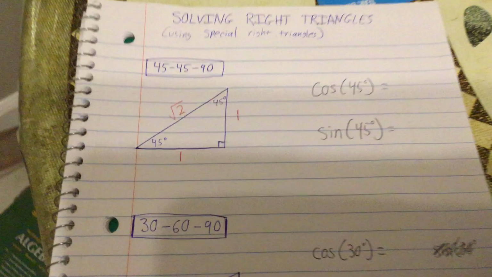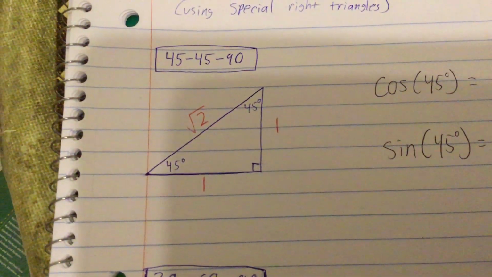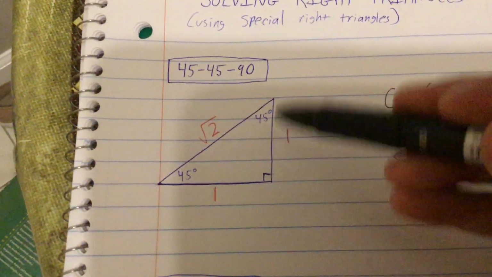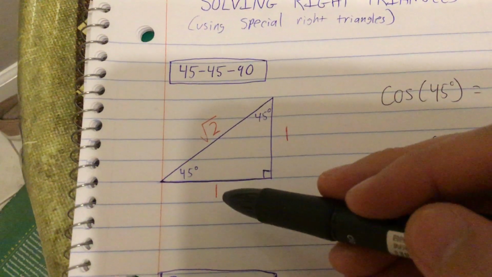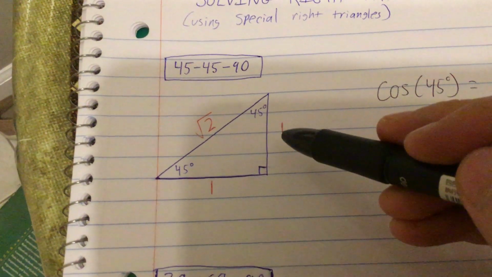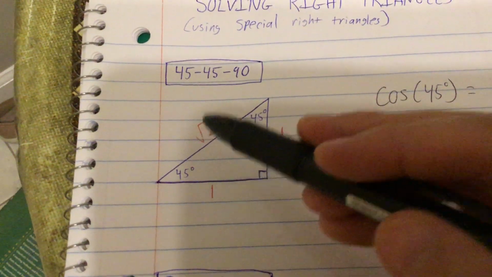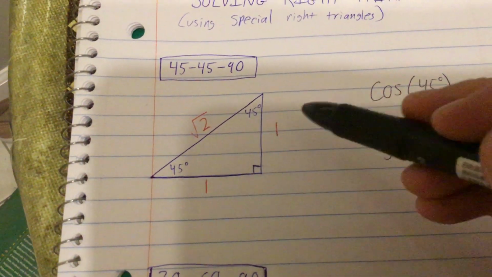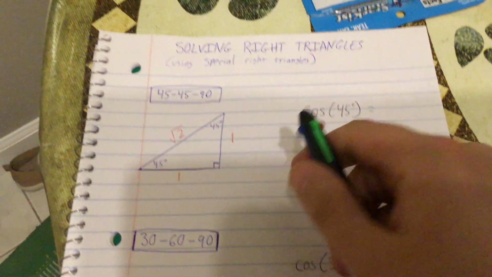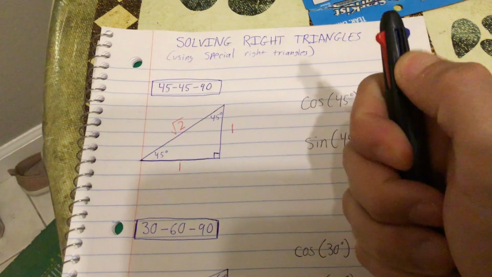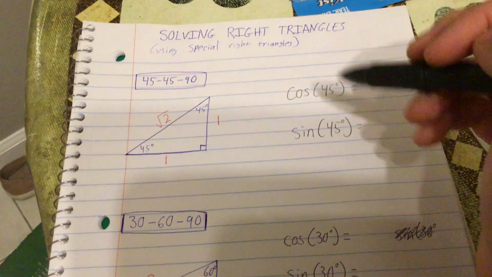So if we go back to the 45, 45, 90, every 45, 45, 90 follows this miniature model where the legs are 1, and the hypotenuse is the square root of 2. You can check your work by doing 1 squared plus 1 squared equals the square of radical 2. So the square of radical 2 is obviously 2. 1 squared plus 1 squared is 1 plus 1, which is 2. So that checks out.